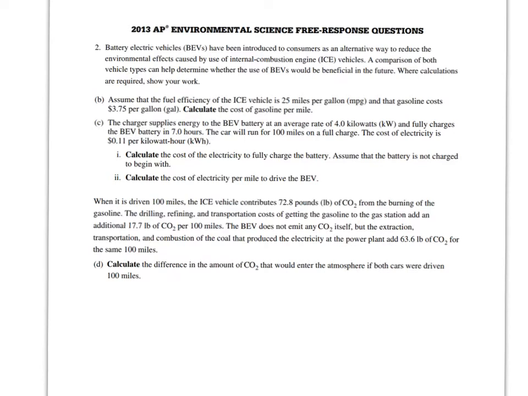All right, so 2B. Now, A is missing because A was not math on this particular year, so I only put on here the problems that were math. Assume the fuel efficiency of the ICE vehicle, which is the normal cars that you and I are used to driving, unless you have a battery one, which you're super lucky if you do. So an ICE vehicle, internal combustion engine, is 25 miles per gallon and gas costs $3.75 per gallon. Calculate the cost of gasoline per mile.